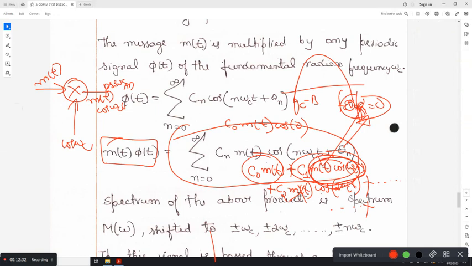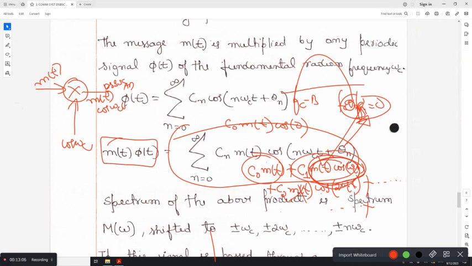And remove all other components. If you use a band pass filter with lower cutoff Fc minus Fb and upper cutoff Fc plus Fb, only this particular component will be passed. Have you understood this? All remaining components will not be passed. They will be suppressed. This is called a filter.